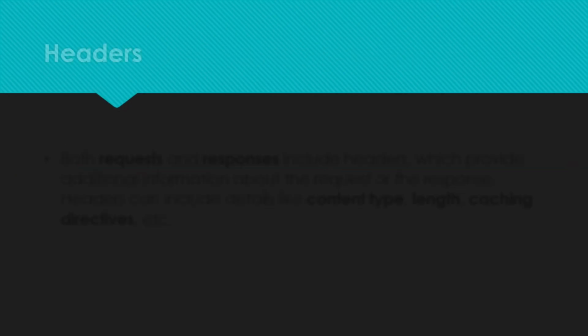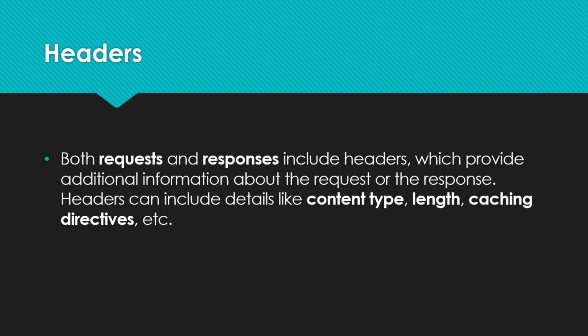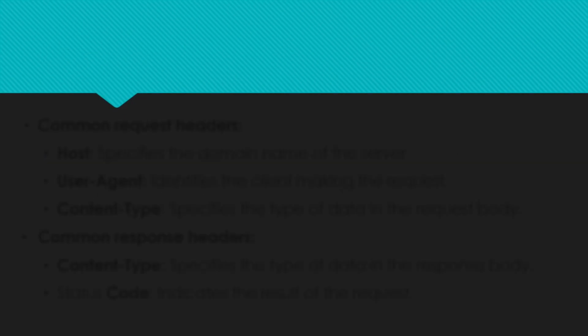Now we are going to talk about headers. Both request and response include headers, which provide additional information about the request or the response. Headers can include details like content type, length, caching, derivatives, etc. Now we are going to see some headers that are common in requests and responses.